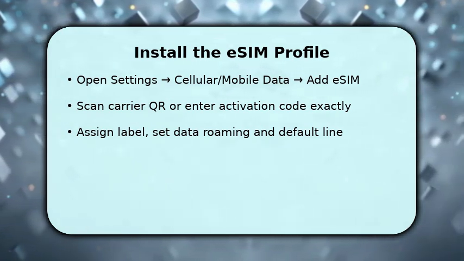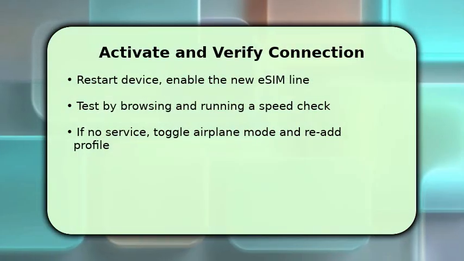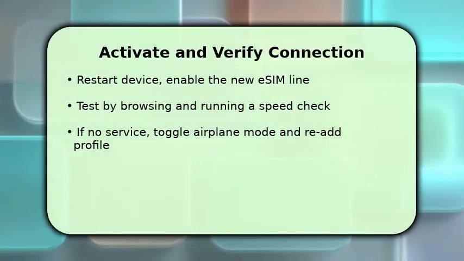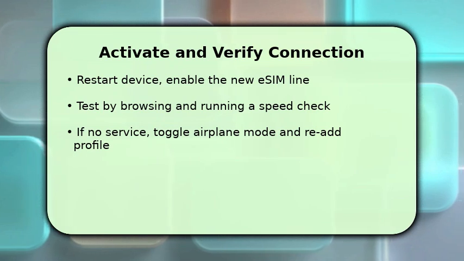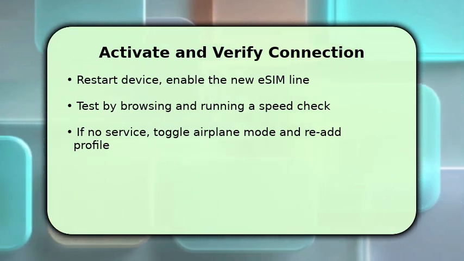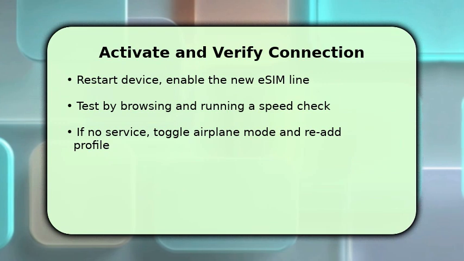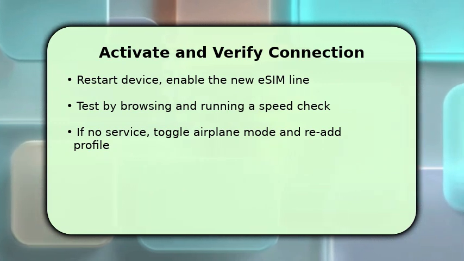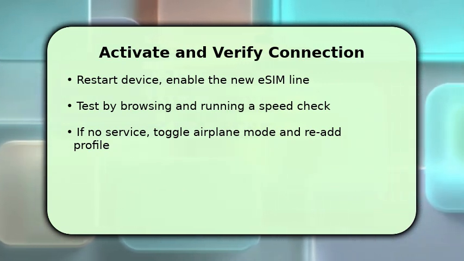You finish by activating the new eSIM line in your cellular settings and then restart the device to force a fresh network registration. Once rebooted, make sure the new line is enabled for data and test by opening a web page and running a quick speed check to confirm performance.